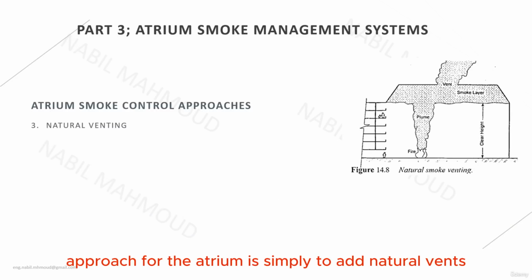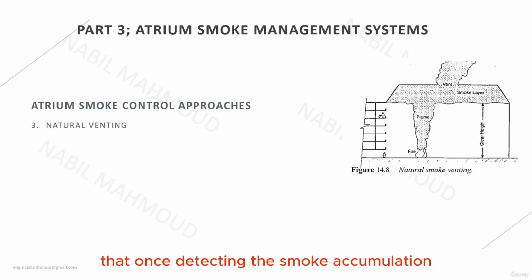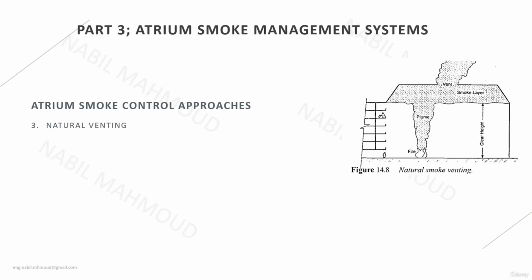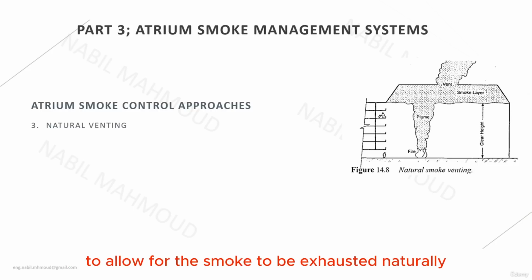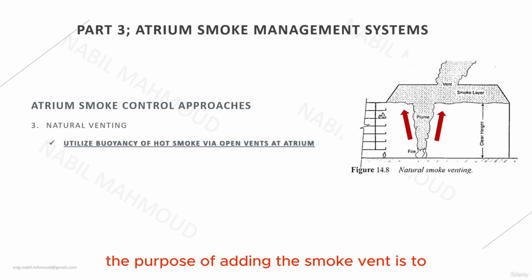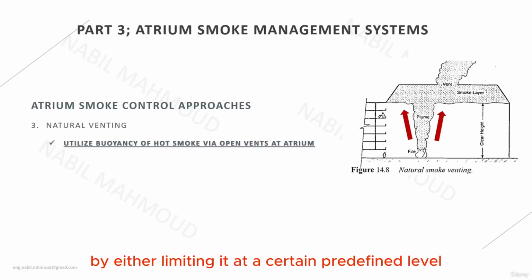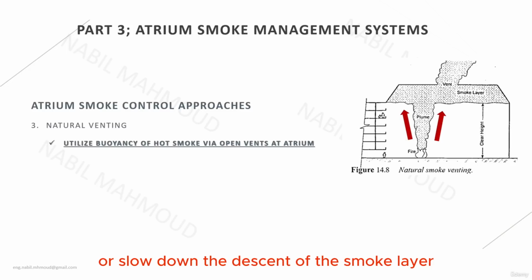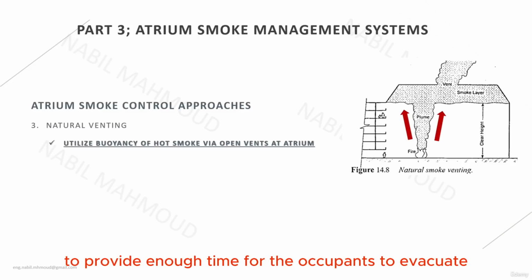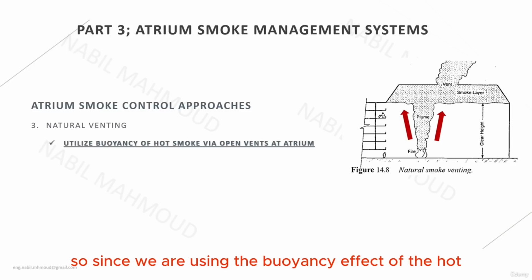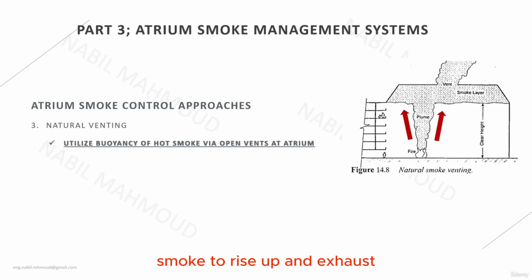The natural venting approach for the atrium is simply to add natural vents that, once detecting smoke accumulation or smoke presence, will open and trigger automatically to allow the smoke to be exhausted naturally, utilizing the buoyancy effect. The purpose of adding the smoke vent is to control the smoke layer descent, either by limiting it at a certain predefined level or by slowing down the descent of the smoke layer to provide enough time for the occupants to evacuate.